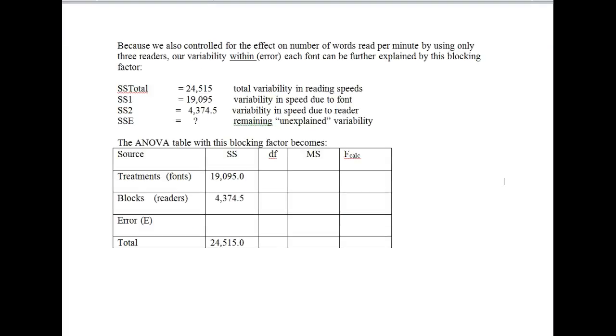Okay, and because we also controlled for the effective number of words read per minute by using only 3 readers, our variability within error, within each font, can be further explained by this blocking factor. Okay, so now I'm going to show you how to calculate these, just similarly to the way that we did last time.